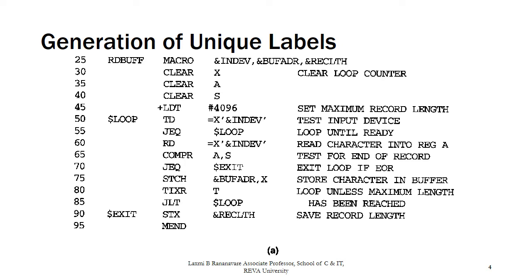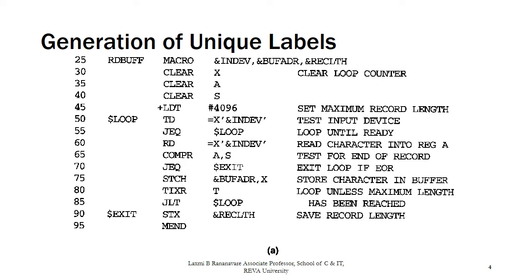Okay. And then we have jump on equal $loop. That means wherever the label is there, that the label should be preceded with a $ symbol. And then we have read instruction, wherein we are going to read the information from the input device, and then we are going to compare the contents of A register and S register.